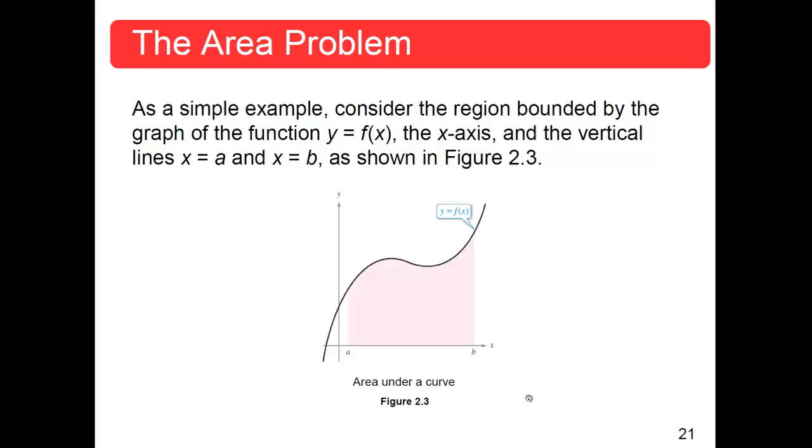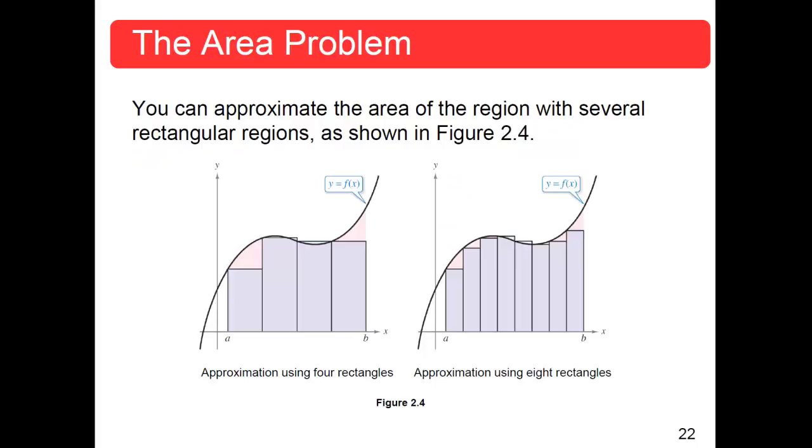Now you could get an approximation, I suppose. You could try to fit a rectangle, maybe with a height about right here and a width of b minus a. And then you can say, yeah, that's pretty close. But that's the best you can do.